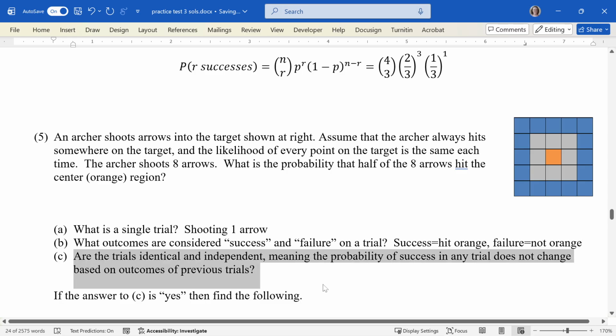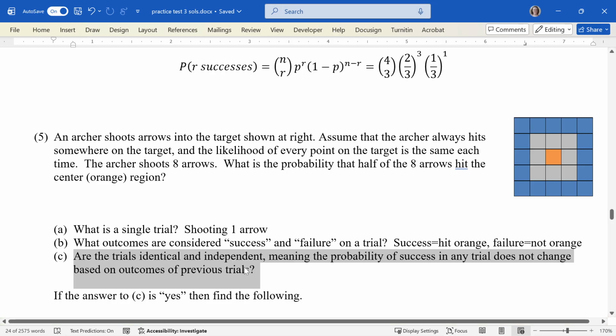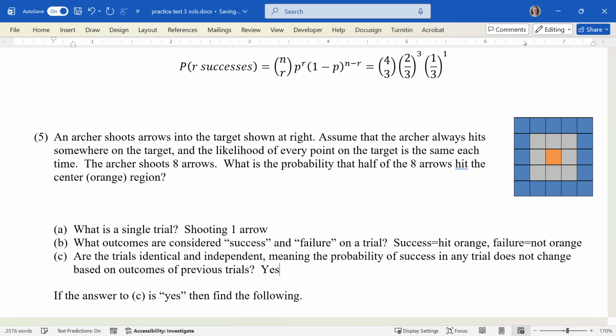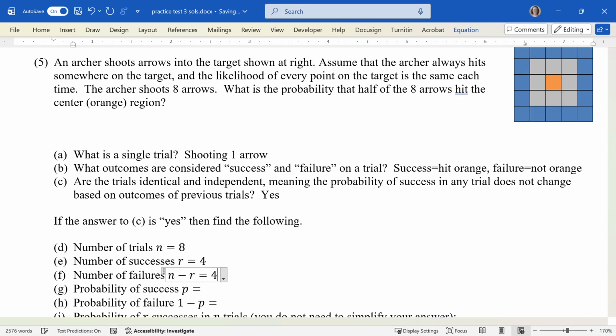Are the trials identical and independent, meaning the probability of success in any trial does not change based on outcomes of previous trials? Let's see here. It always hits somewhere. Likelihood of every point is the same each time. Yeah, this is the important part here. If the likelihood of every point on the target is the same each time, that means they are independent. Yes. Okay, since it's a yes, we'll go ahead and fill in the variables. Number of trials is I'm shooting 8 arrows. Number of successes I'm looking for is half of the 8 arrows, so that's going to be 4. That means the other half are going to be failures.